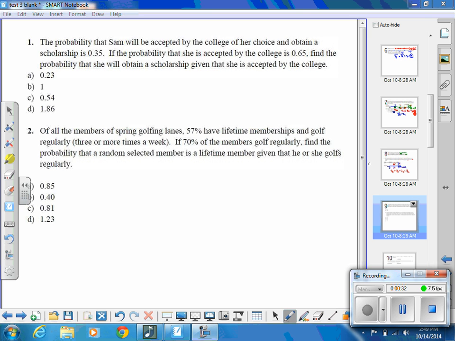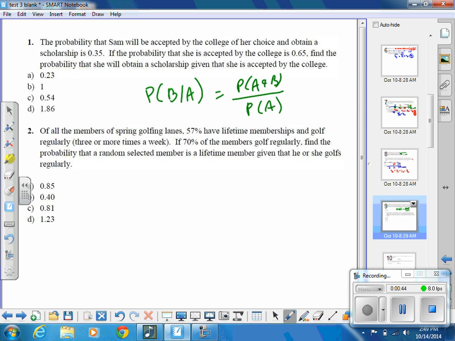Here's the formula. It is P, probability of B over A, like this, is the probability of A and B happening over the probability of A. Okay? So here, I just write the numbers in. The first one, because it says here, accepted by the college of her choice and obtain a scholarship, write that number, 0.35 here. Write the other number, 0.65 here. Divide those in the calculator, and you end up with 0.54. And that's all you gotta do.